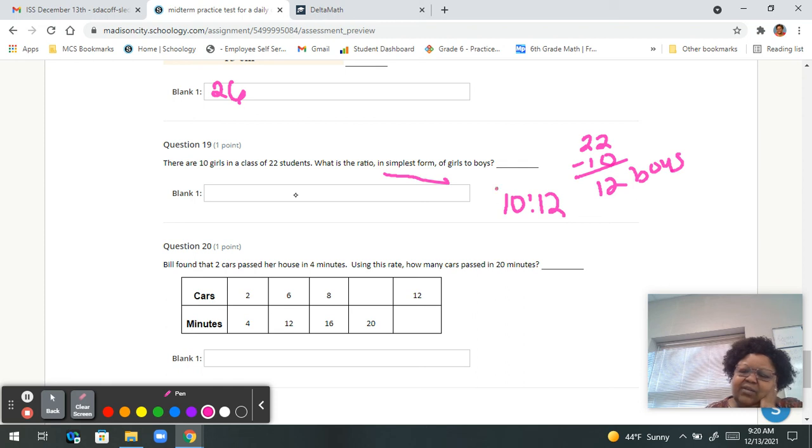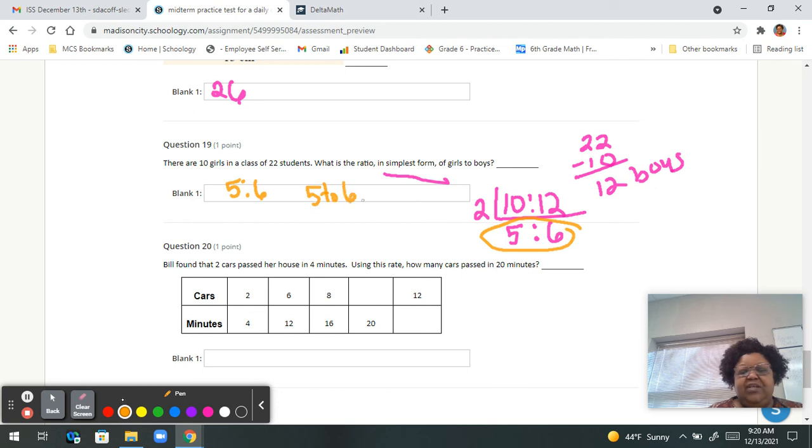So I'm going to use good old GCF. What goes into both of those? 2 goes into 10 5 times. 2 goes into 12 6 times. So that's the correct simplified ratio right there, people. Right, you got to simplify: 5 to 6. Remember, you can write your ratio in 3 forms. You could have written it like that, or you could have just put a slash.